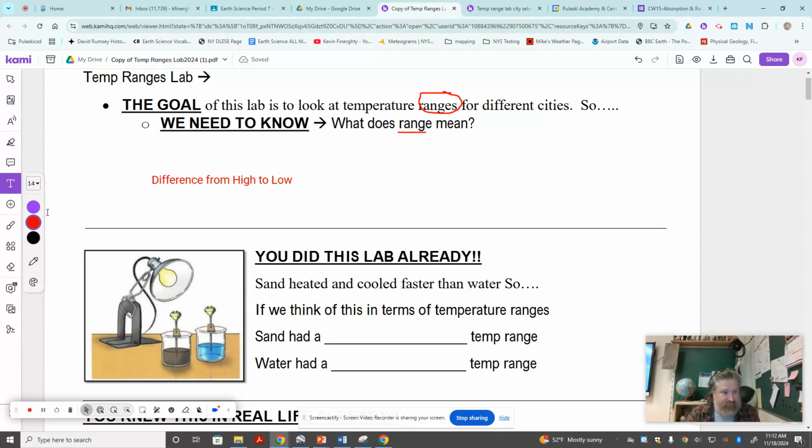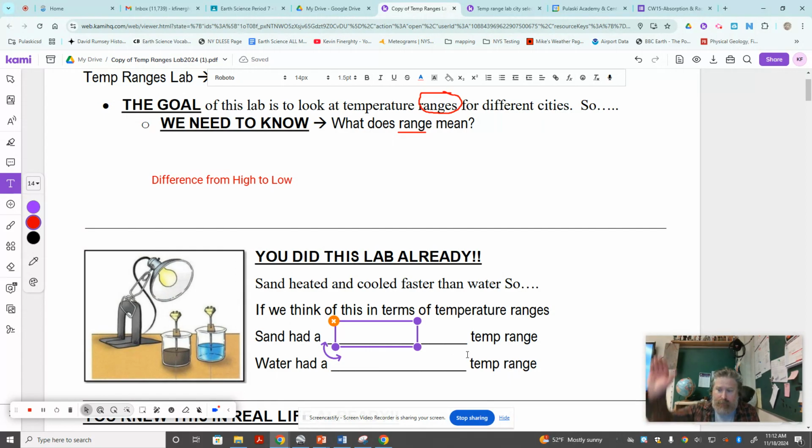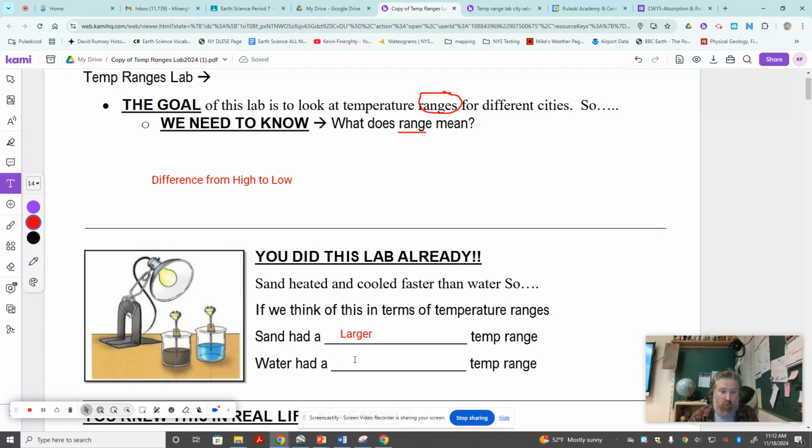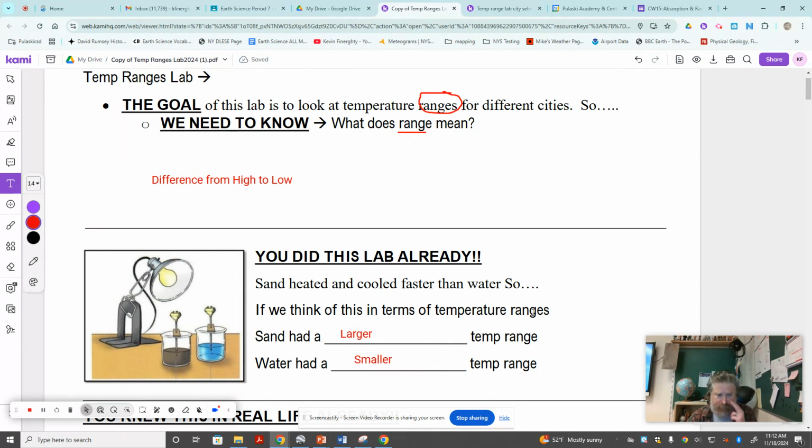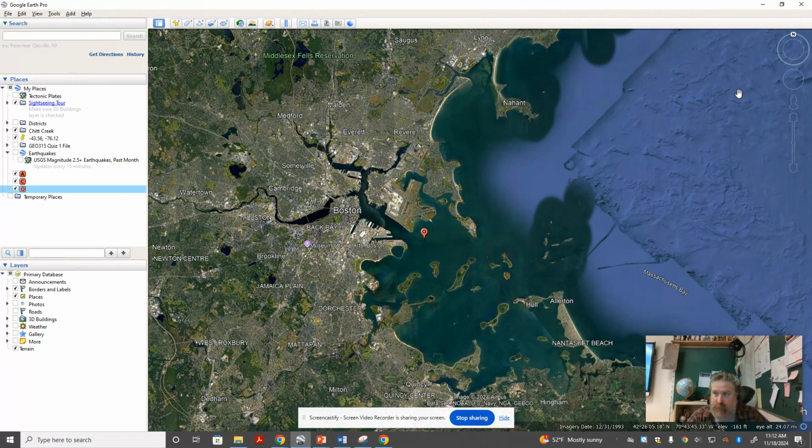So in this lab, if your numbers worked, which they did for most people, the sand went up by a lot and down by a lot, so it had a larger temperature range. Where water didn't go up that much and also didn't come down that much, it has a smaller temperature range. You're going to see that. I mean, this lab works every time.